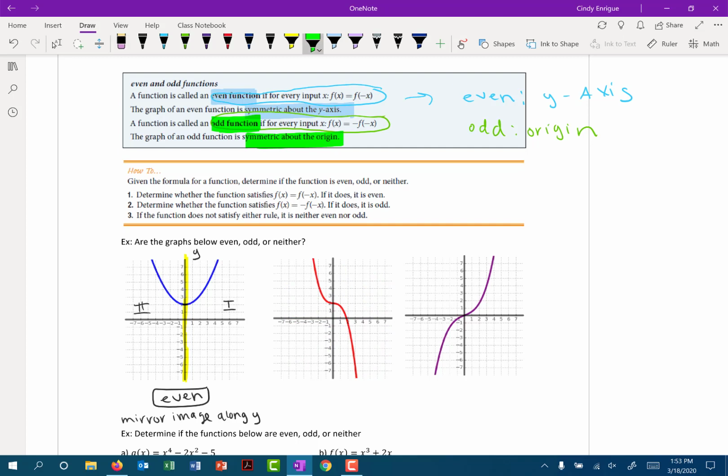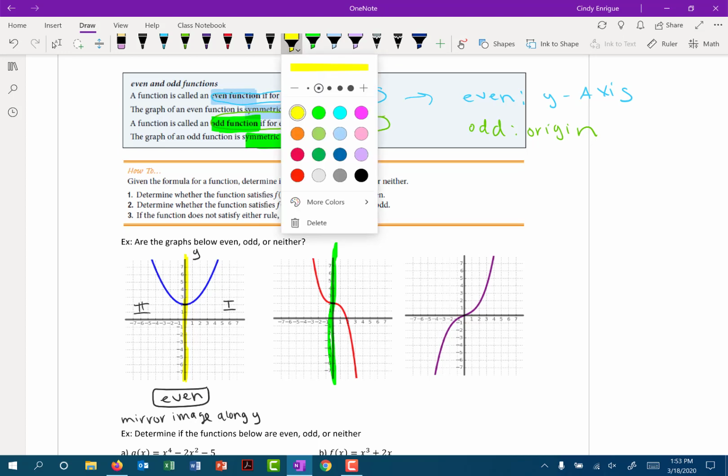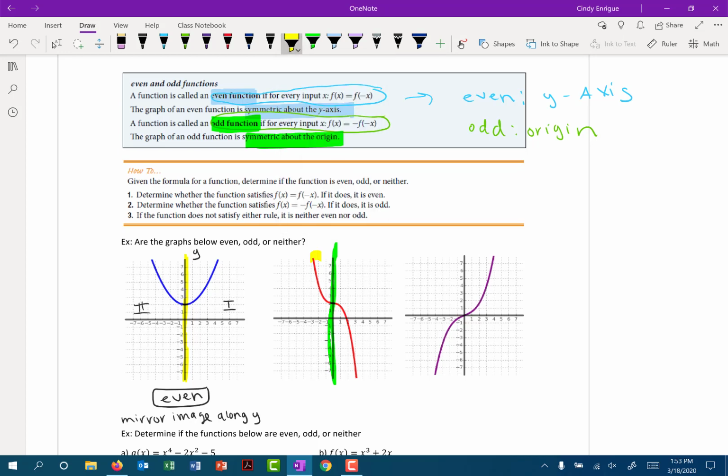So now let's think about the y-axis. So here's my y-axis. Is this side the same as this side? No, it isn't. So it's not symmetric along the y-axis, and it's not symmetric about the origin. So I'm going to say it's neither. Okay.